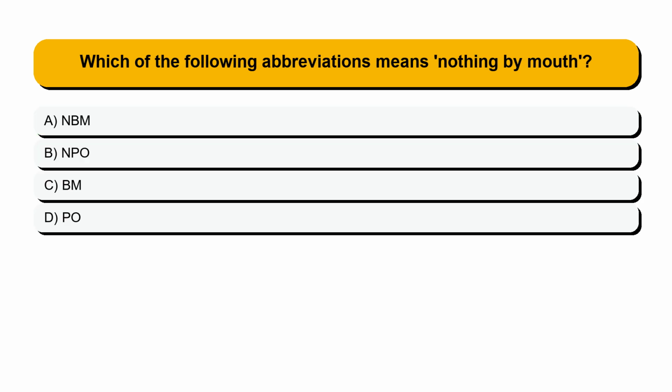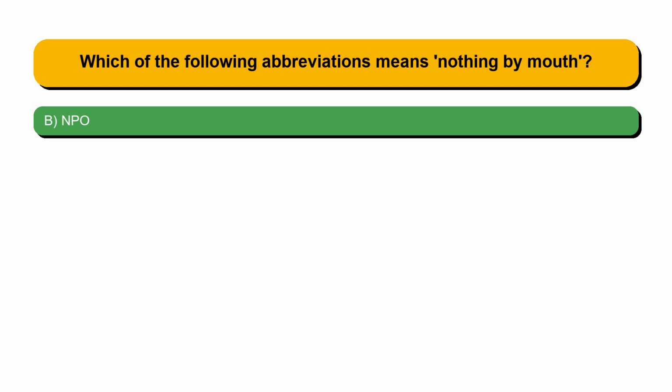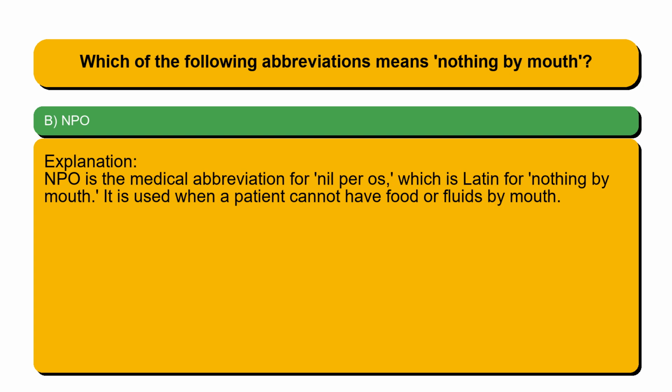Question 27. Which of the following abbreviations means nothing by mouth? Option A. NBM. Option B. NPO. Option C. BM. Option D. PA. The correct answer is option B. NPO. NPO is the medical abbreviation for nil per os, which is Latin for nothing by mouth. It is used when a patient cannot have food or fluids by mouth.